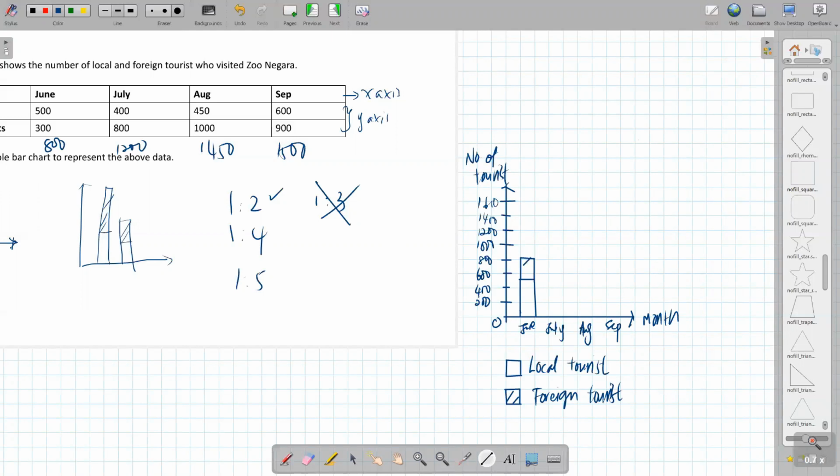then we shade it. Then next for July, total is 1,200, so we put it here. Then for the local, we have 400. Then the rest is your foreign tourists. So we shade it.